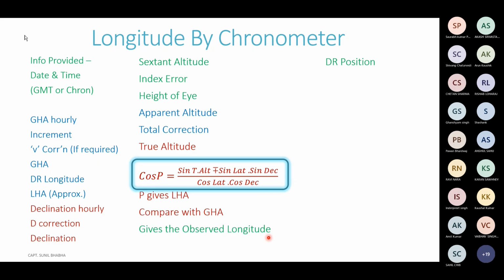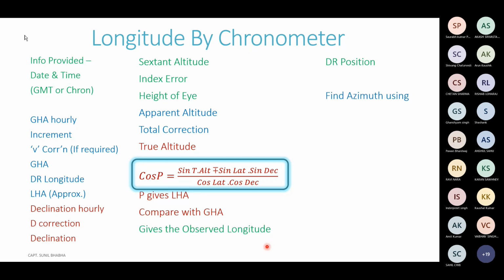So always remember, in case of celestial observation, the azimuth of the body is always perpendicular to the position line. So if you want to find the direction in which the position line lies, find the azimuth of the body, and perpendicular to it, 90 degrees away from it, is where the PL will pass or lie.